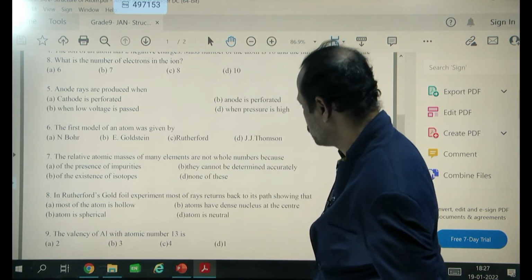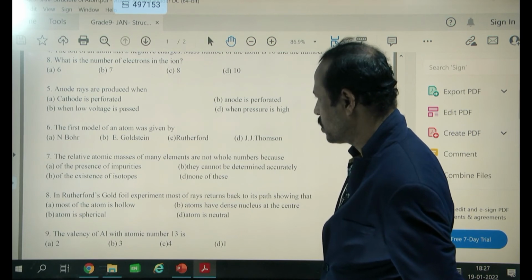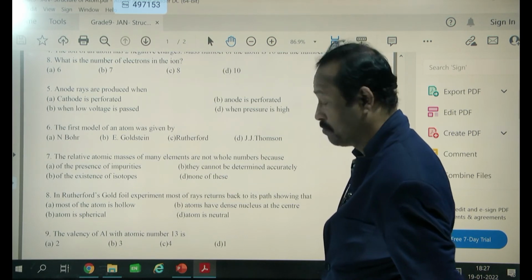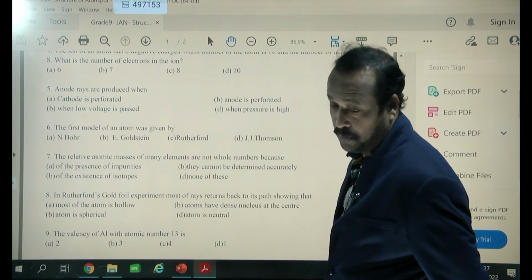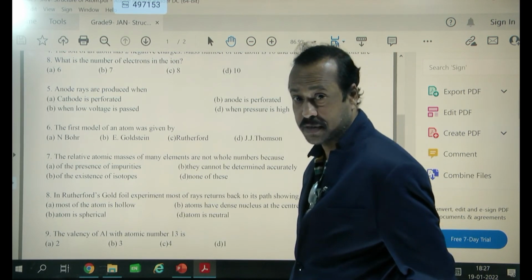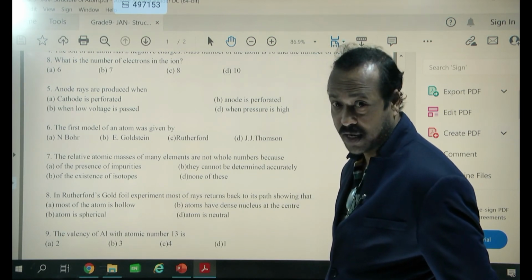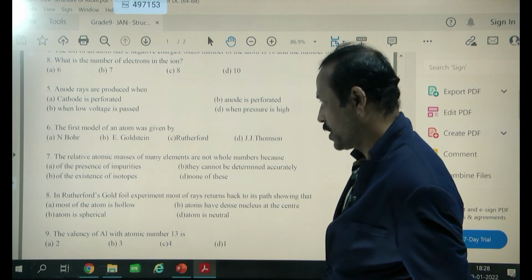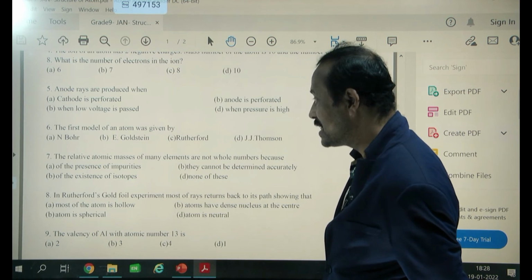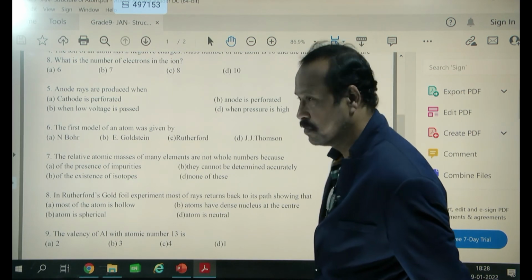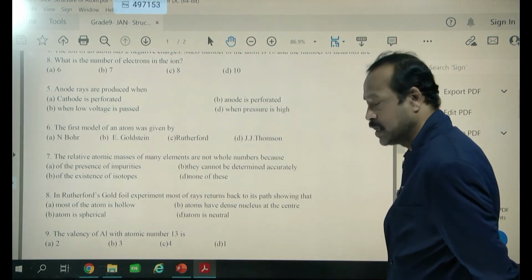Here 4 options are given, and one option is correct. The relative atomic masses of many elements are not whole numbers because: first option, due to the presence of impurities, maybe impurities are present inside; second, they cannot be determined accurately; third, because of the existence of isotopes; and fourth, none of this.